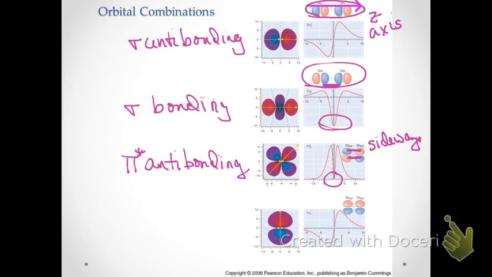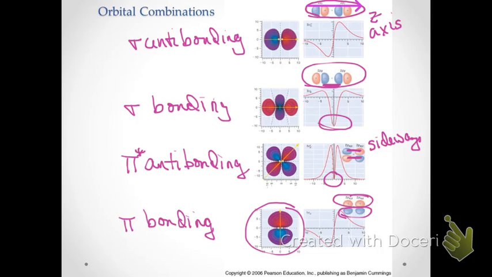And then finally, at the bottom, we see constructive interference between the lobes above and below the internuclear axis. That's reflected in this particular diagram, and this would be a pi bonding orbital. Now, we'll note that because we can get 2px orbitals overlapping in a sideways fashion and 2py orbitals overlapping in a sideways fashion, pi orbitals are doubly degenerate.